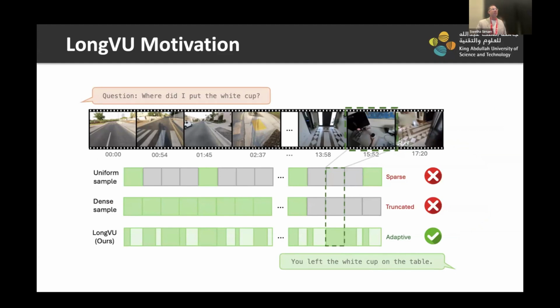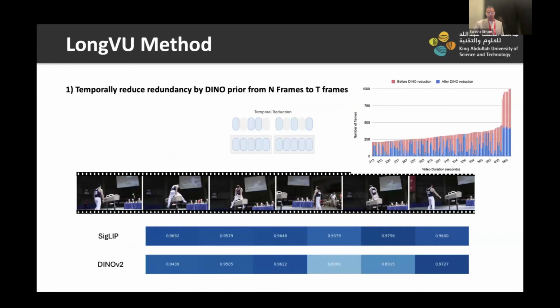In LongVU, we made some effort motivated by that, to compress the information in the video so that the large language model can operate on it more efficiently. Instead of uniform sampling or dense sampling, where we have to truncate or discard some information in a way that is not temporally aware or not motion aware, we do that in a somewhat adaptive way. First we reduce the redundancy by DINO prior. We compute the DINO features for all the images, then compute the similarity between every frame and all other frames, and we drop the frames that have high similarity to all other frames. So we truncate this from N frames to T frames, where T is much smaller than N.